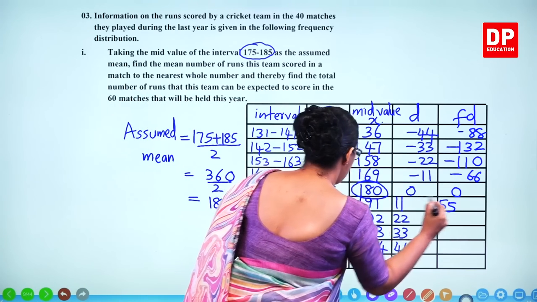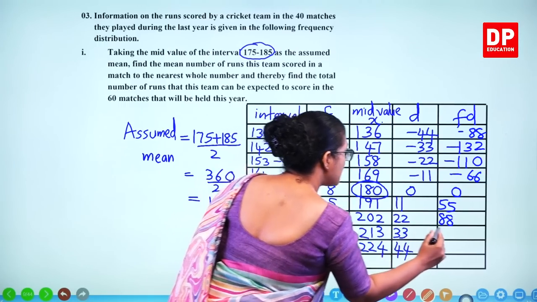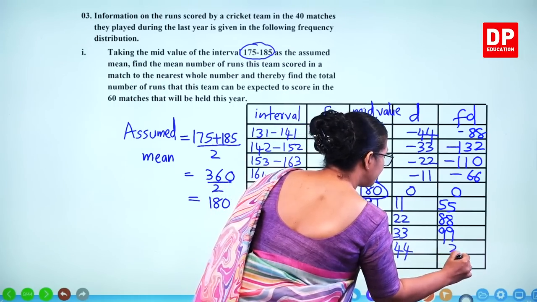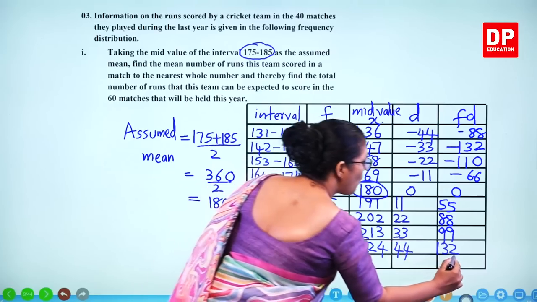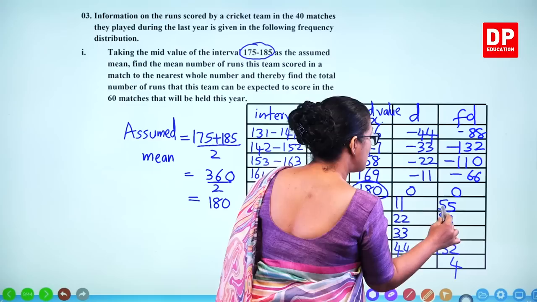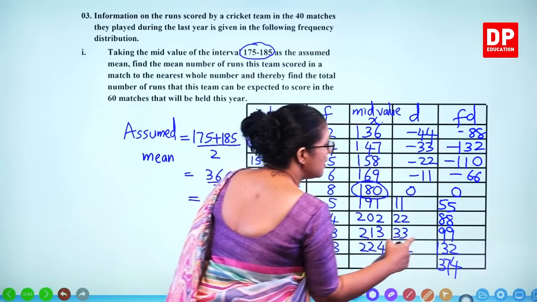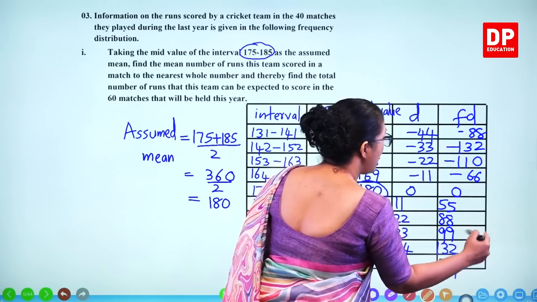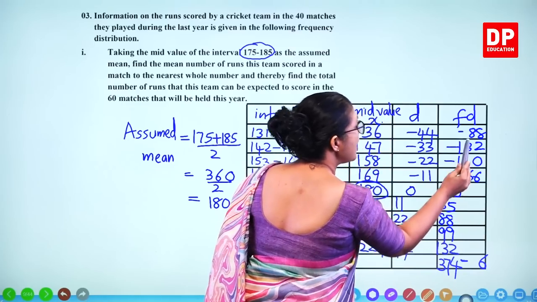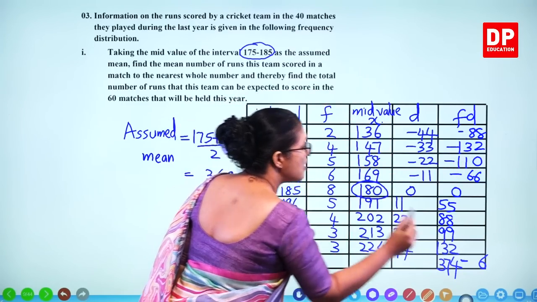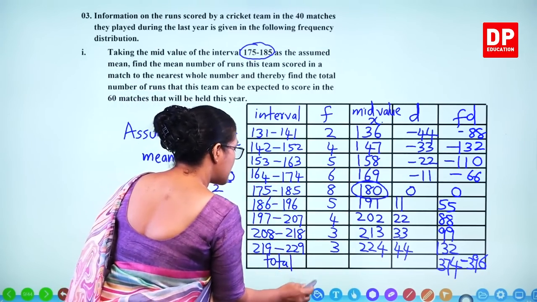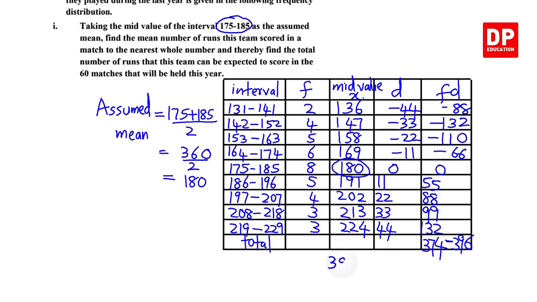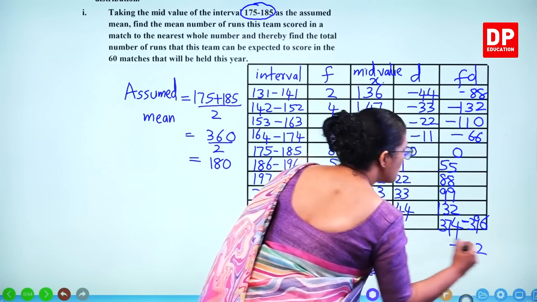11 times 5, 55. 22 times 4, 88. 3 times 33, 99. 3 times 44, 132. Now we'll add the positive values. You get 10, 19, 20, 24, 27, and here 3. And here negative values: 10, 16, 9, 12, 13, 90, 2, 3. 396 and 374, you get a negative value. 396 minus 374 is 22. So minus 22 is the total.